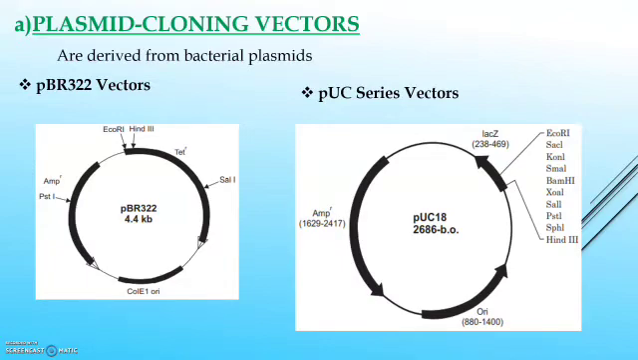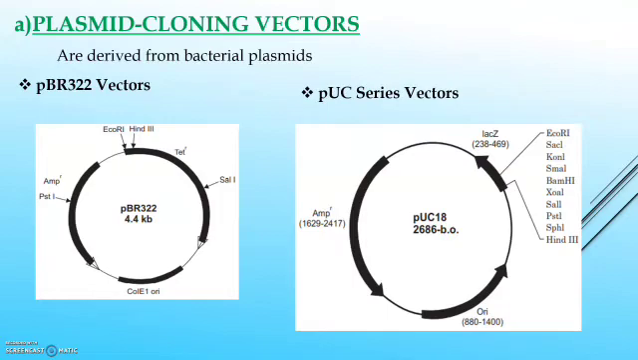And another type of plasmid cloning vectors are PUC series vectors, and it has three more important additional features compared to PBR322, and those are high copy number. The mutation within the origin of replication produces 500 to 600 copies of the plasmid per cell without amplification.